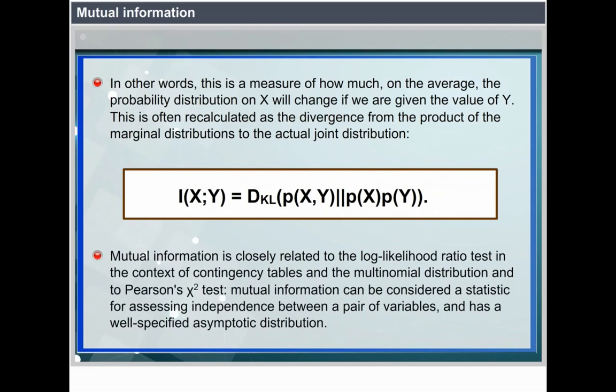Mutual information is closely related to the log likelihood ratio test in the context of contingency tables and the multinomial distribution, and to Pearson's X-squared test. Mutual information can be considered a statistic for assessing independence between a pair of variables, and has a well-specified asymptotic distribution.